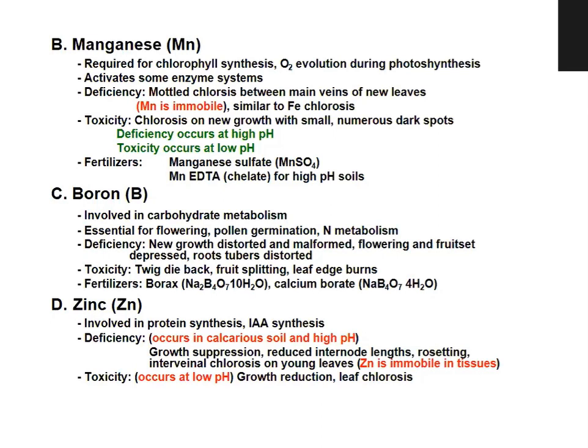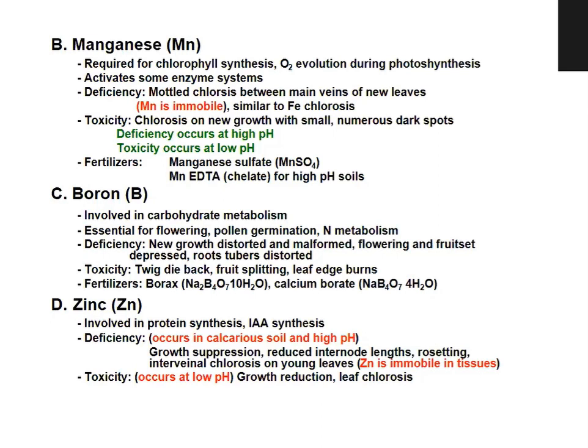For correction measures, we add fertilizers such as manganese sulfate, that is MnSO4, and Mn-EDTA, that is manganese chelate, used for high pH soils. This was the role of manganese, its deficiency and toxicity symptoms, and correction measures respectively.